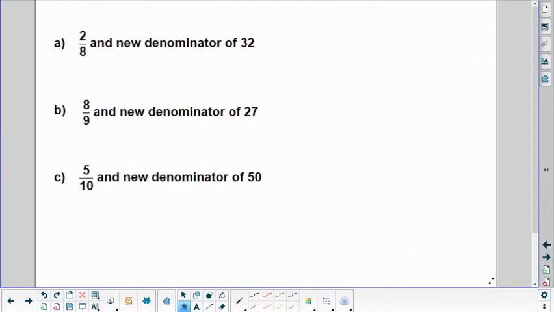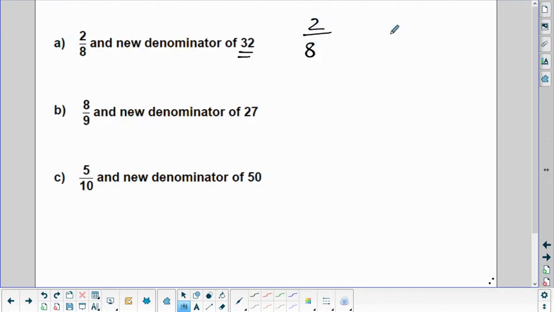In this video, we're given a fraction and we're asked to change it into a fraction with a targeted denominator. So let's look at this first one. It's 2/8 and the new denominator they want is 32. So let me give you a hint on all these fractions. We're going to multiply each of these fractions by 1. Now that sounds kind of weird, but let me show you what I mean and how that's going to work.